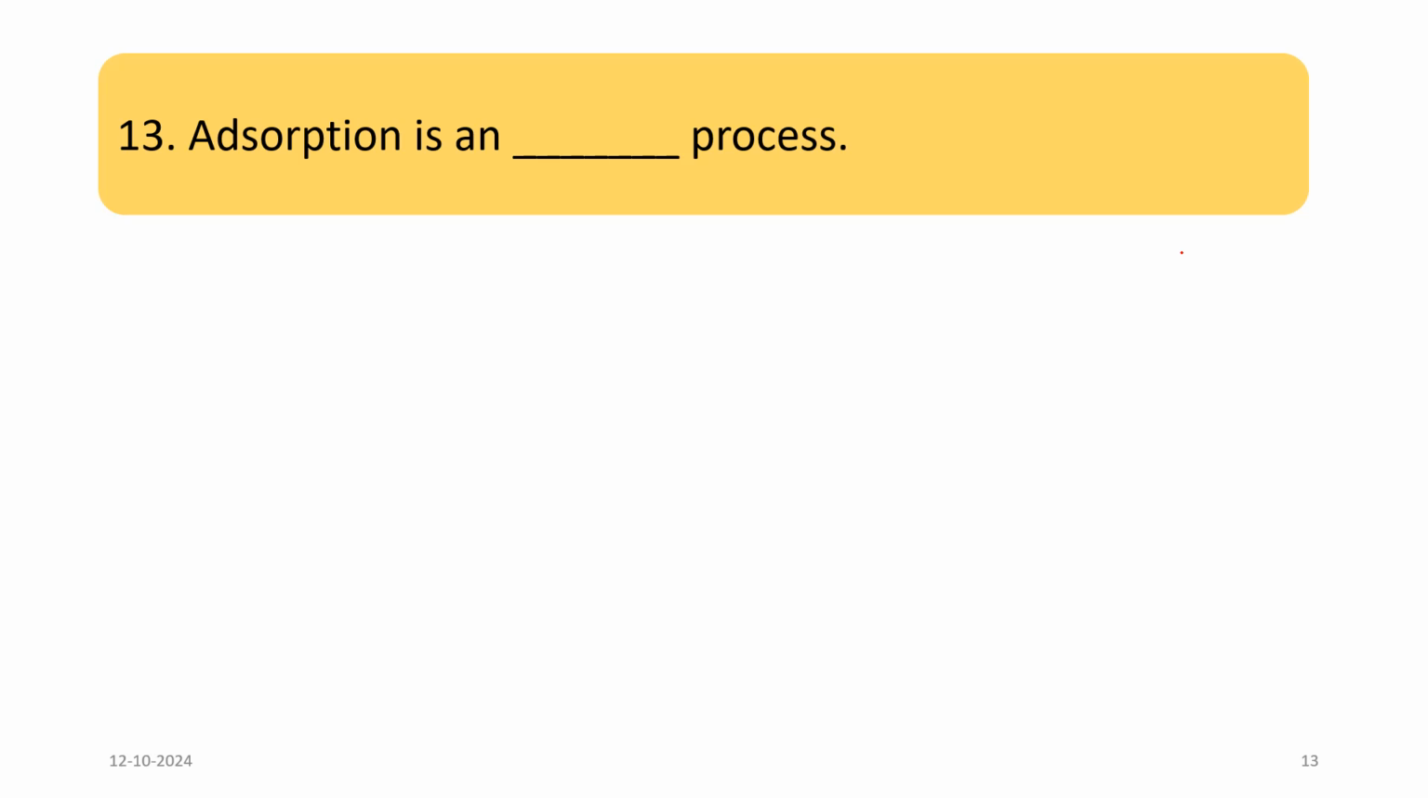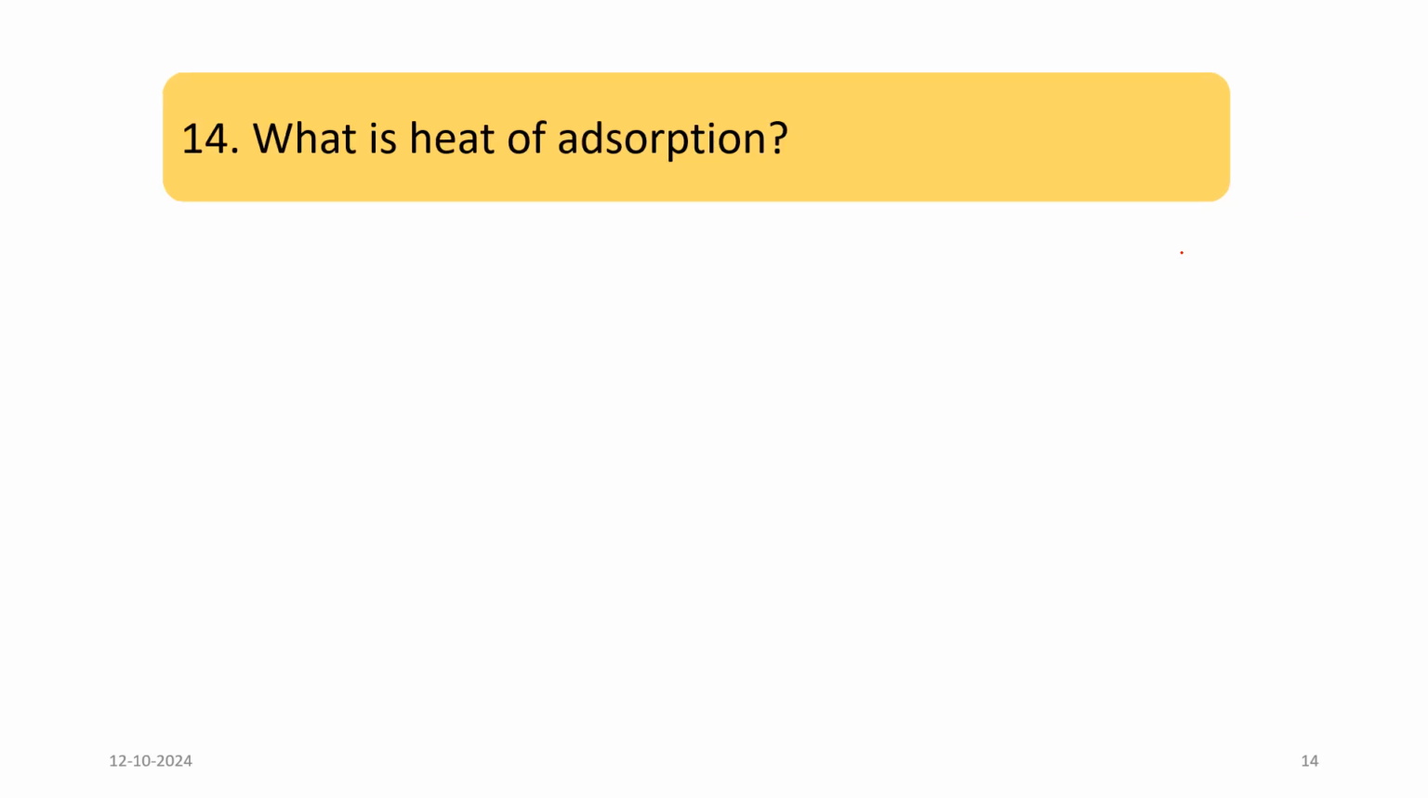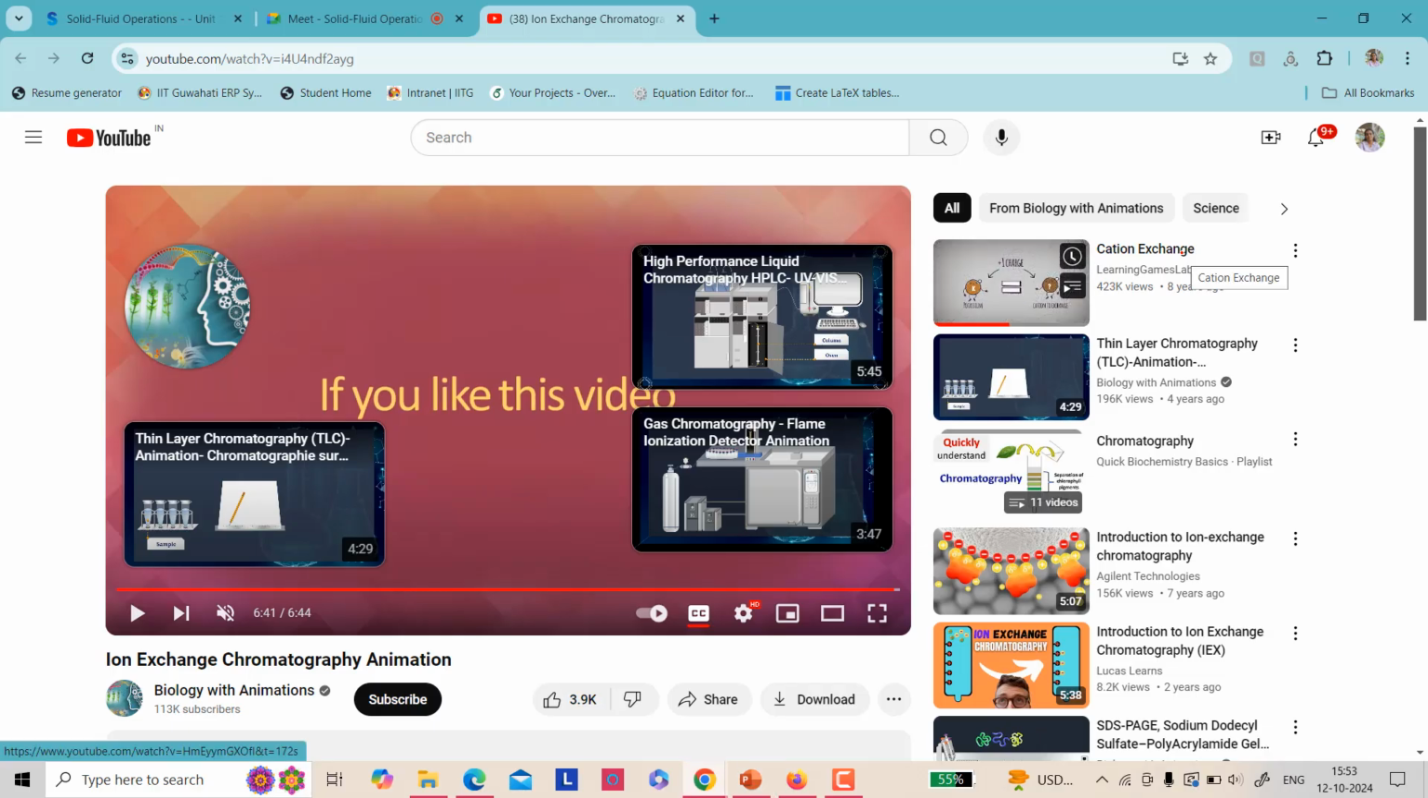Why? Because the molecules are attached to the surface, the molecules lose their entropy. So that is why entropy decreases and it generates heat. That is why it is an exothermic process. Next, what is heat of adsorption?